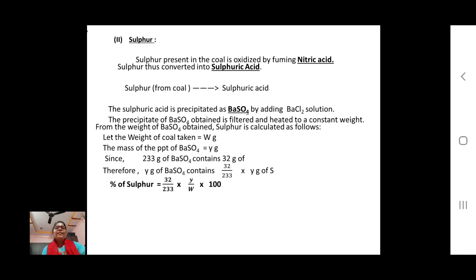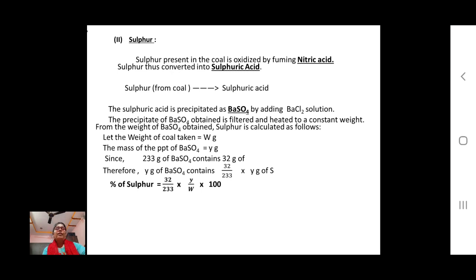The sulfuric acid is precipitated as barium sulfate. If you add barium chloride solution, barium sulfate is precipitated. So the complete sulfur which was present in coal is converted to BaSO4, that is barium sulfate. The precipitate of barium sulfate obtained is filtered, then heated to a constant weight, dried, and from the weight of barium sulfate obtained, we are able to find out the percentage of sulfur, which is given here.